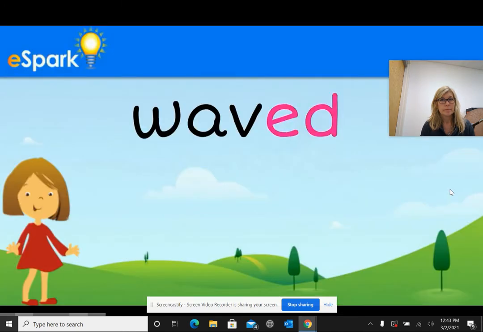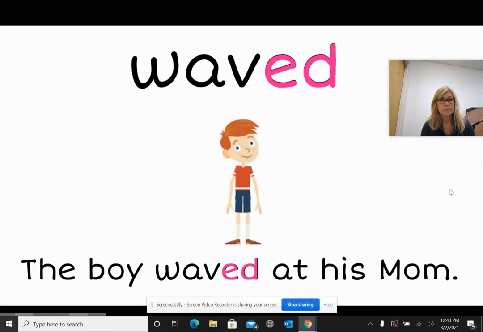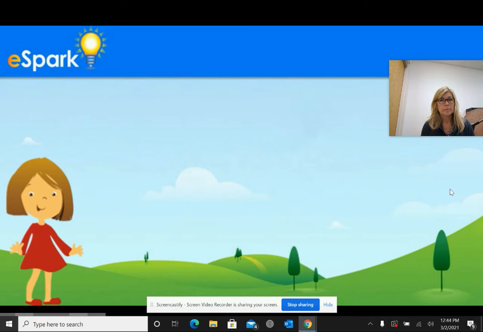When I add the ending ed to wave, the word becomes waved. This sentence says, the boy waved at his mom. You know that the ending ed means something that already happened. The boy already waved at his mom. Great job adding ing and ed endings to words.